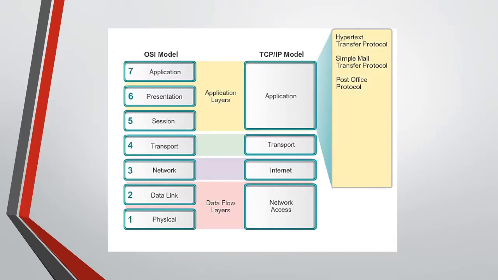There are three application layer protocols that are involved in work or play every day. There are Hypertext Transfer Protocol, Simple Mail Transfer Protocol, and Post Office Protocol. These application layer protocols make it possible to browse the web and send and receive email. HTTP is used to enable users to connect to websites across the Internet. SMTP is used to enable users to send email, and POP is used to enable users to receive email.